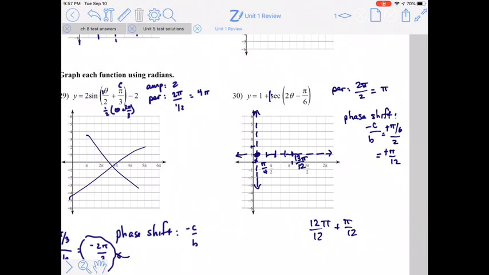Cosine starts at the top of the amplitude, which would be 2, down to the midline, to the bottom of the amplitude, back up to the midline, and ends at the top. Now I'm going to do this on a dotted line, because remember, we're not graphing cosine, we're graphing secant. And then wherever that crosses the midline, you're going to have a vertical asymptote. So here and here. And then for secant, you turn the graphs up.